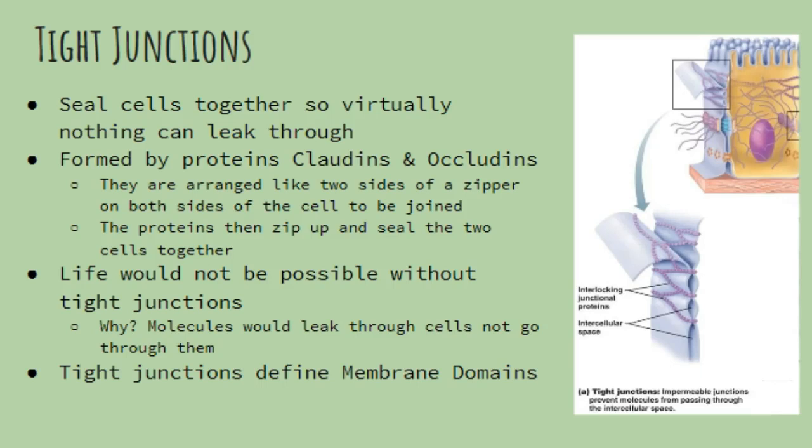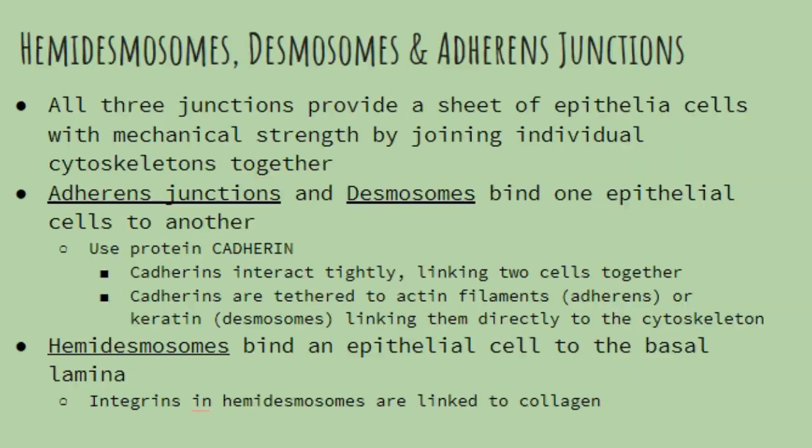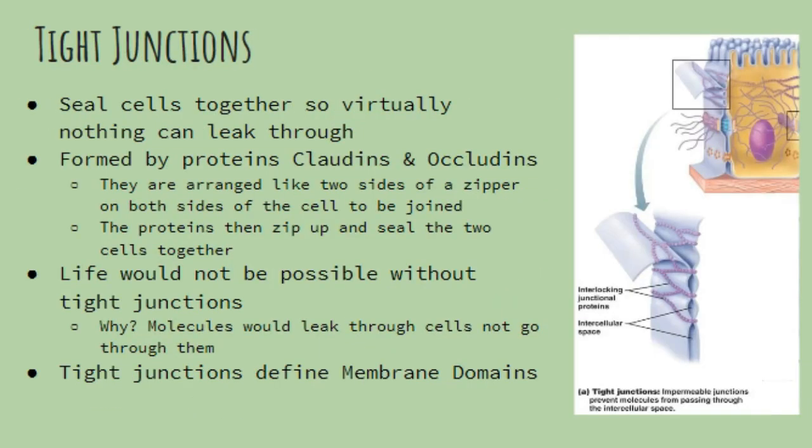Tight junctions are what are used to define membrane domain. So this picture shows a close-up of what one of the tight junctions looks like. And so it literally does look like a zipper with the interlocking junctional proteins, which create an impermeable arrangement for the two cells.